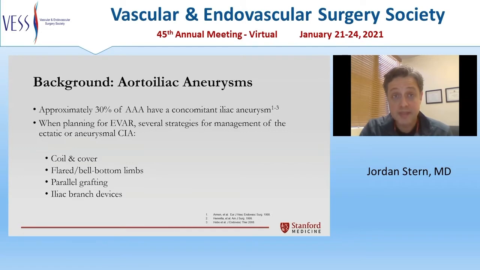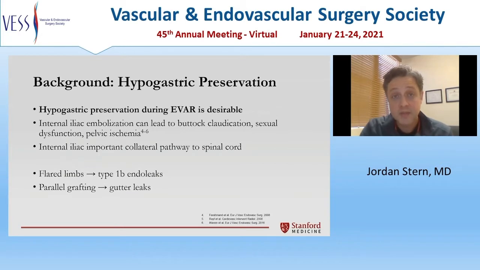Other strategies aim to maintain flow to the hypogastric artery. These include the use of flared or bell-bottom limbs, parallel grafting techniques, and more recently, the use of dedicated iliac branch devices. Preservation of hypogastric blood flow is desirable for several reasons. Occlusion of the hypogastric artery can lead to buttock claudication, sexual dysfunction, and in rare cases, even frank pelvic ischemia. The internal iliac is also an important collateral pathway to the spinal cord, which is important for those patients undergoing more extensive repairs and at risk of spinal ischemia.